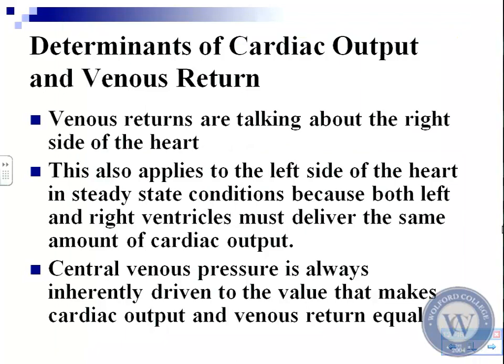Now, regarding the determinants of cardiac output and venous return, the venous return we're talking about is to the right side of the heart. This also eventually applies to the left side of the heart because it's a steady state condition between both the left and right ventricles, which must deliver the same amount of cardiac output.